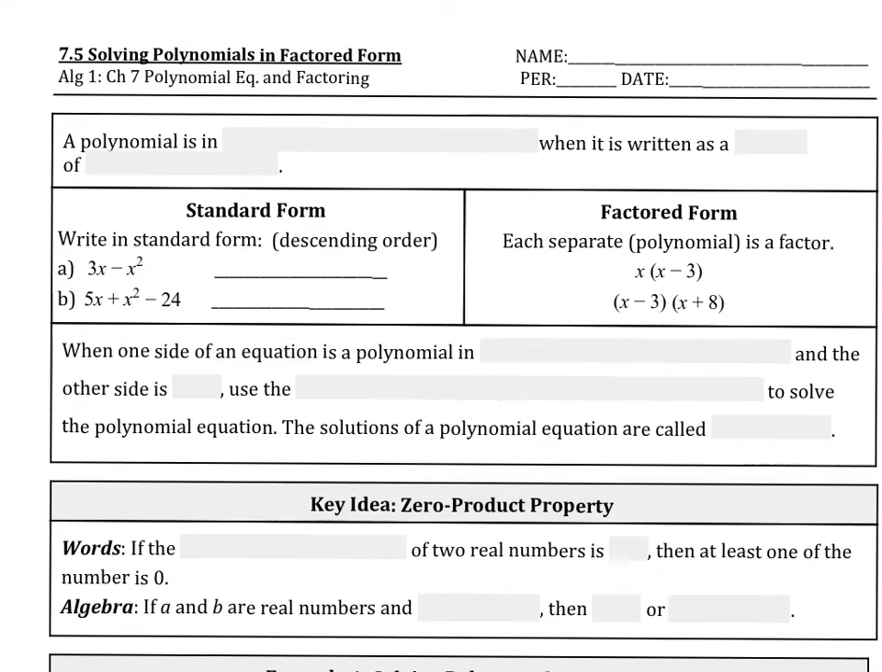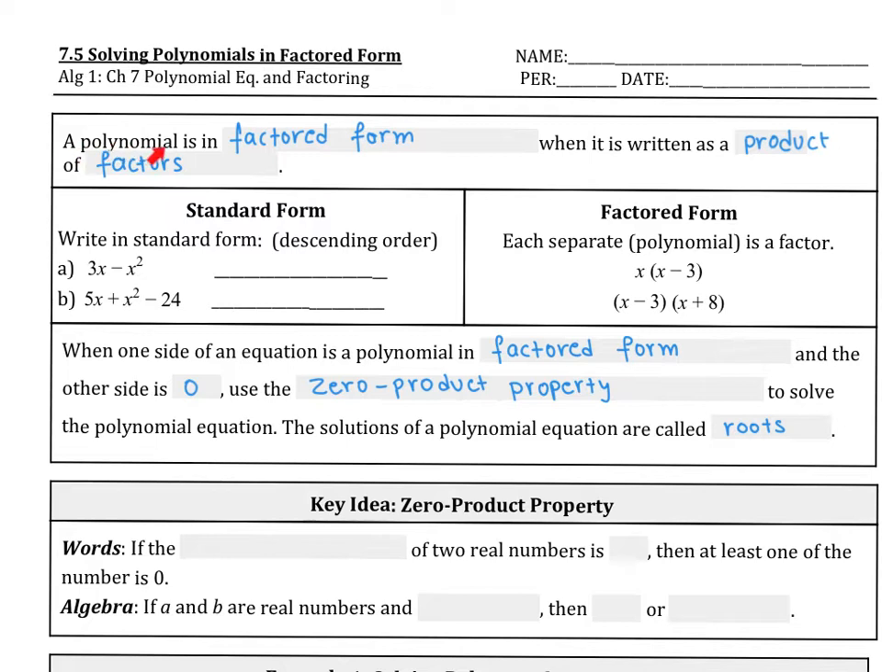Chapter 7.5, Solving Polynomials in Factored Form. A polynomial is in factored form when it is written as a product of factors. So I can give you an example of a very simple number.